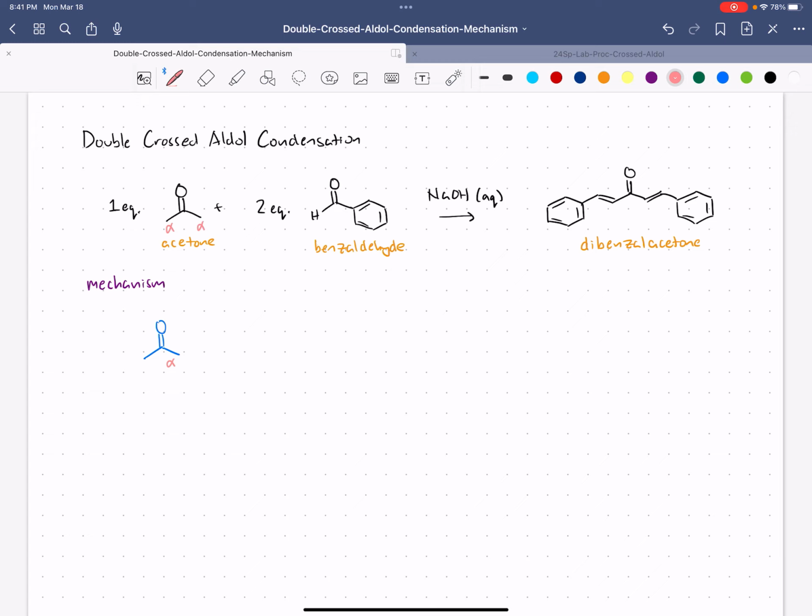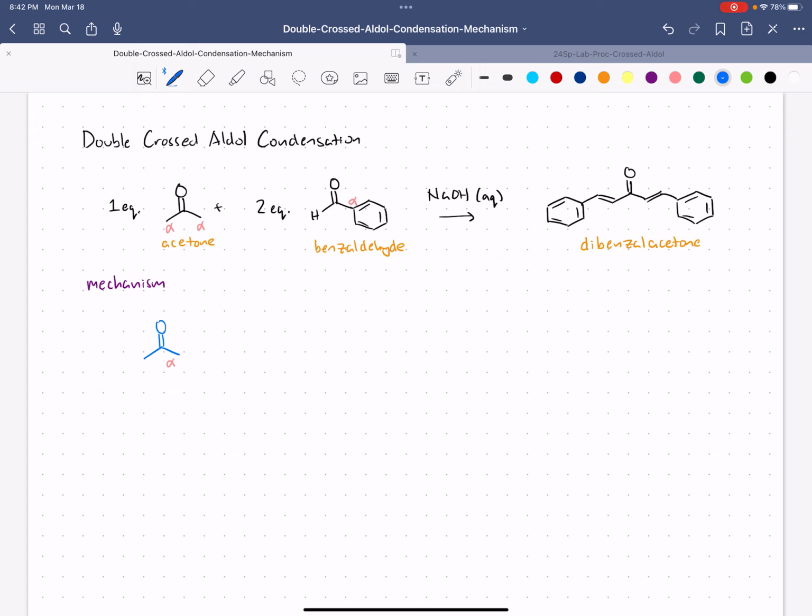they both have hydrogens. How come we don't start with the benzaldehyde? Because if you look at the alpha carbon of benzaldehyde, there's no hydrogen there. So we cannot make benzaldehyde an enolate. We say that benzaldehyde is not enolizable.